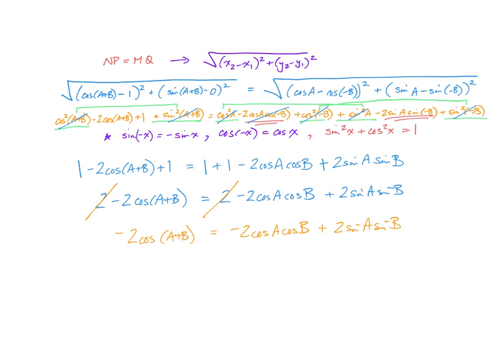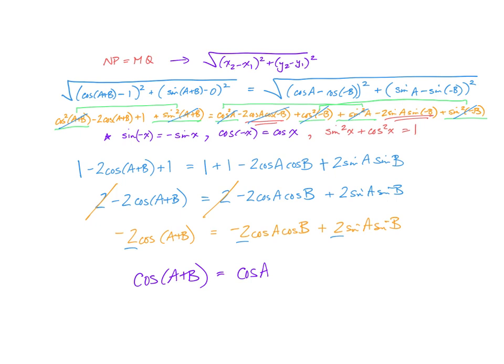Well, now I take a look. I have a common factor of 2 on both sides. Now, I'm not going to blindly just divide out a 2, because I also notice, if I look back at my original identity, it was about cos a plus b. So I actually want to get rid of that whole negative 2 out in front. So what I'm going to do is divide both sides by negative 2. And when I divide the left side by negative 2, I get cos a plus b.